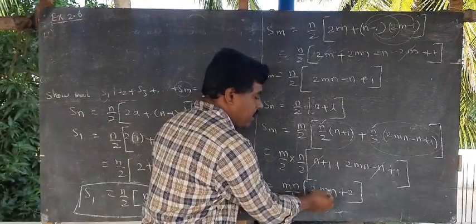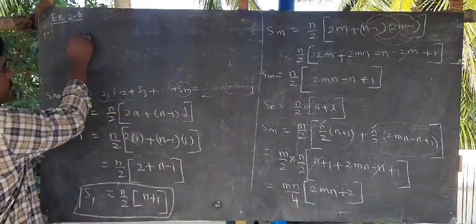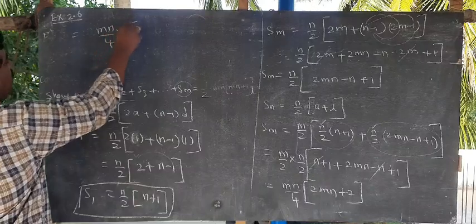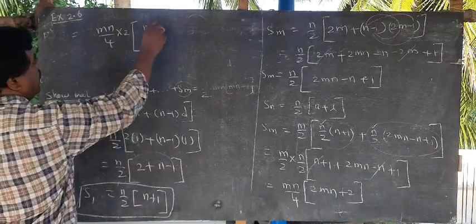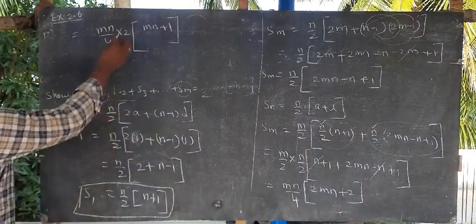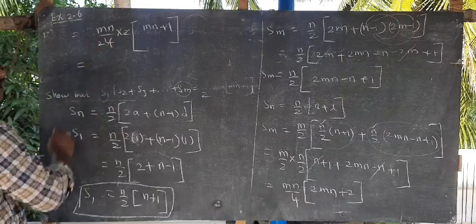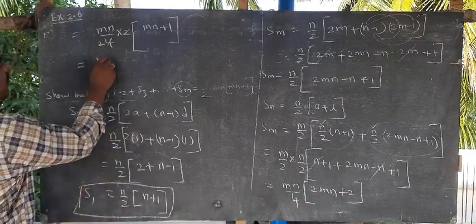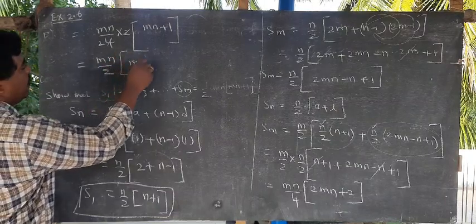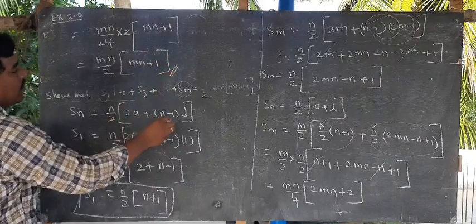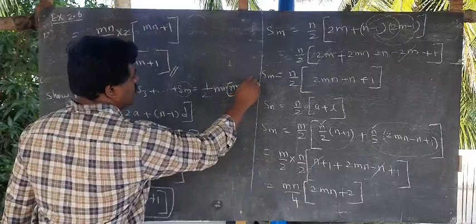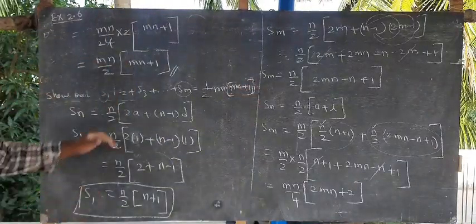Now I take here 2mn plus 2. I take 2 as common. mn by 4, I take 2 as common, mn plus 1. The 2 cancels, so mn by 2, mn plus 1. This is what we need to prove, 1 by 2 mn plus 1. So we get the answer.